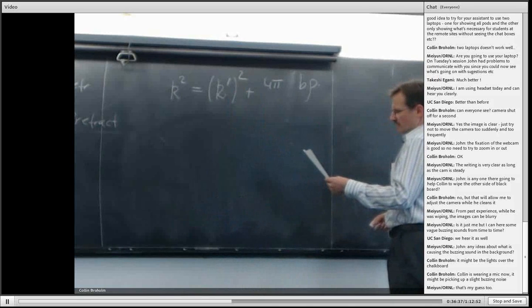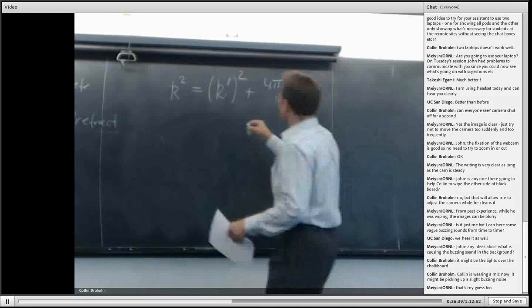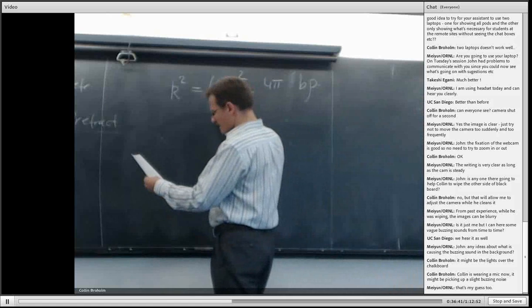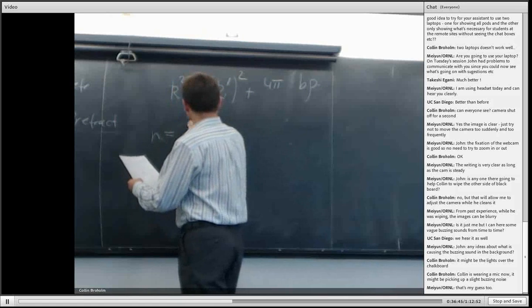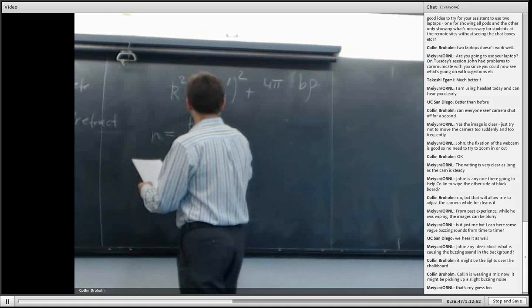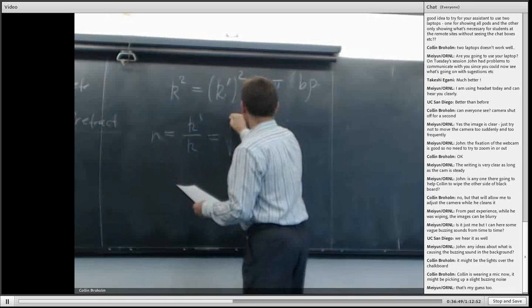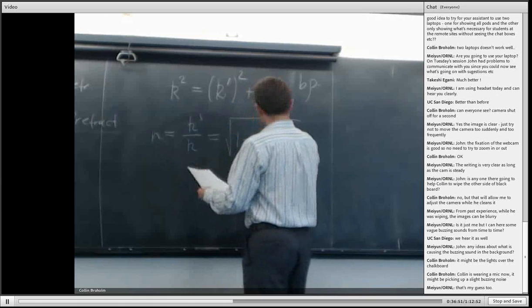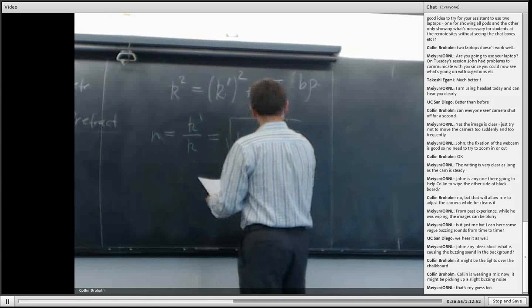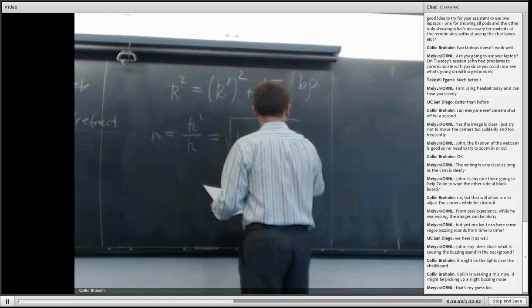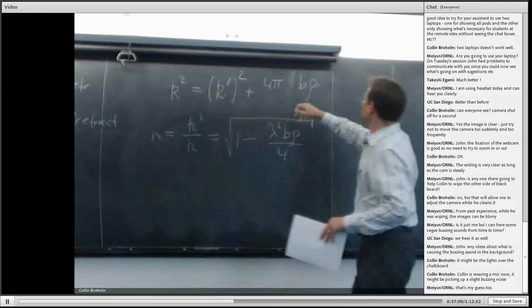So that's what it should look like. And then I'm going to divide by k on both sides, and I'll end up with this expression. So we said k prime over k equals the square root of 1 minus lambda squared b rho divided by pi. Oops, sorry. And now what did I do with all my pi's and so on?